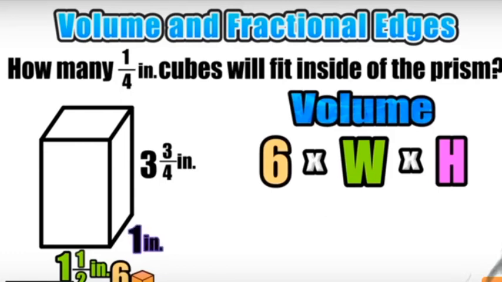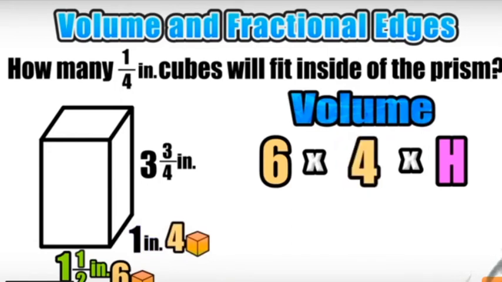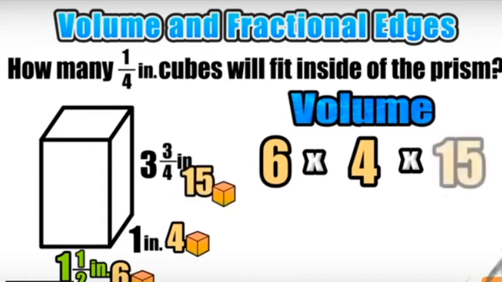Since our width is 1 inch, we know that it would take 4 1/4 inch cubes to cover that width. So we can say that our width in terms of 1/4 inch cubes is 4. And we can apply the same thought process to the height, which is 3 3/4 inches, which would be equivalent to 15 1/4 inch cubes. So we can replace our height with 15.